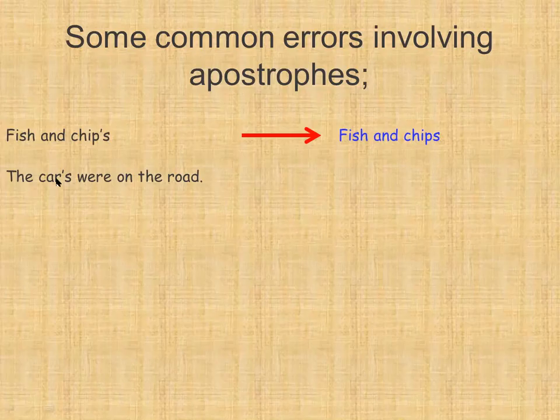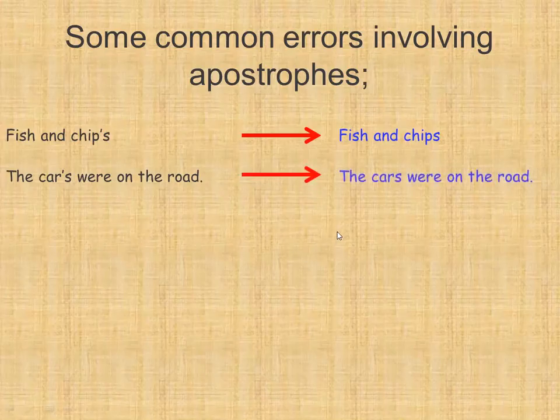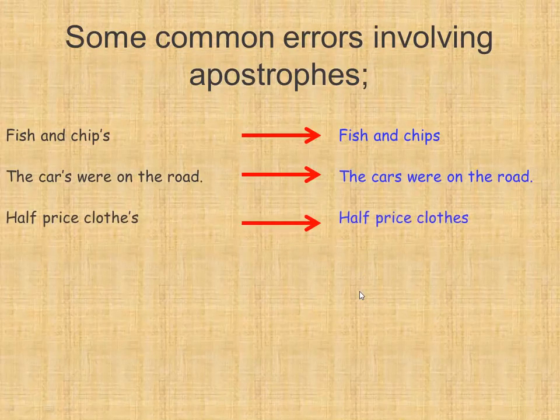What's wrong here? Cars were on the road. If you put an apostrophe here, you will have to show some form of possession. We are not using any of the words here with the sense of belonging. So that means we don't need to use an apostrophe here. The correct sentence is the cars were on the road. Half price clothes. Again, no sense of possession or belonging is being used here, so the apostrophe need not be used. I saw a dog with its bone.